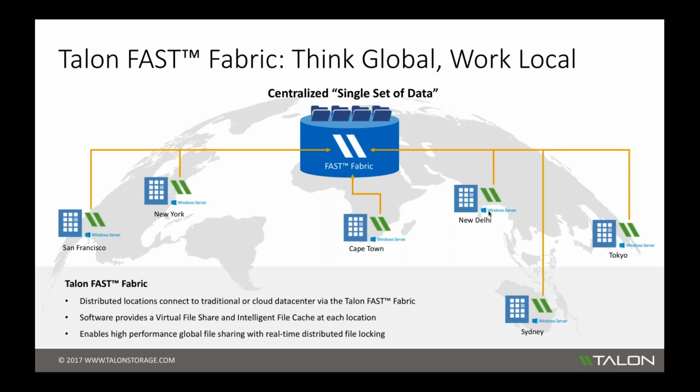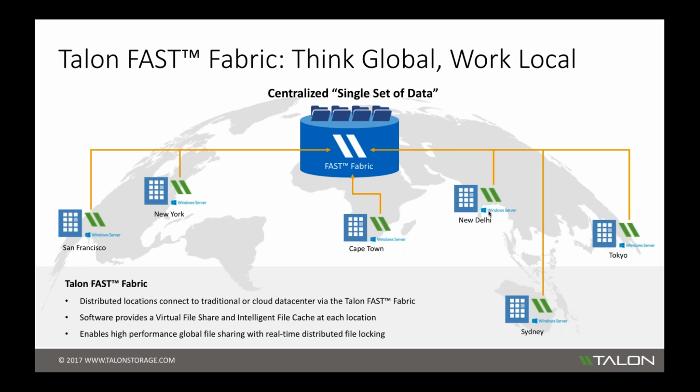As a result, your distributed locations will actually connect into the fabric using an instance of our software. So what does it mean? You'll install an instance of our software at the data center, which is the core, and you will install an instance of the software at the branch office, which is what we call the edge.